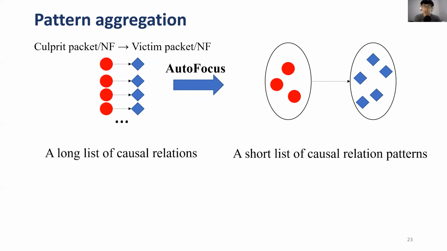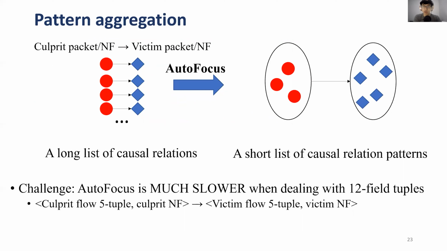There is a challenge in using autofocus here. Autofocus is usually used to aggregate traffic where we mainly focus on the 5-tuple. However, here, each causal relation has as many as 12 fields, which makes autofocus much slower. To address this challenge, Microscope uses an approximation method. You can check our paper for more details of this approximation.